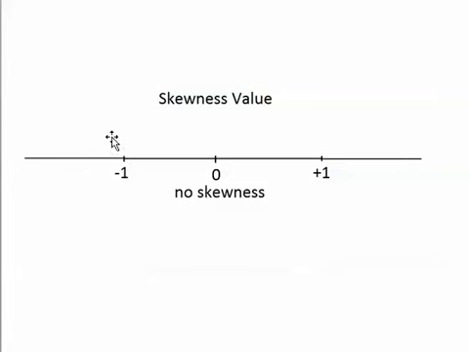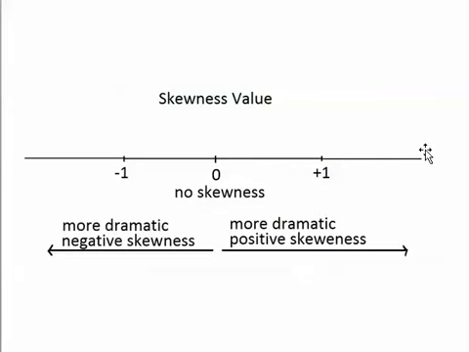So if the skewness value comes out to a negative number, it means that your data is negatively skewed. If it comes out to a positive number, it means that your data is positively skewed. And the further the value is out here, the more dramatic of a negative skewness you have. And the further it comes out here, the more dramatic of a positive skewness you have. And if the value comes out somewhere between -1 and +1, you would say that the data has roughly no skewness, because it's fairly close to 0. Out here it would have a considerable negative skewness. Out here it has a considerable positive skewness.